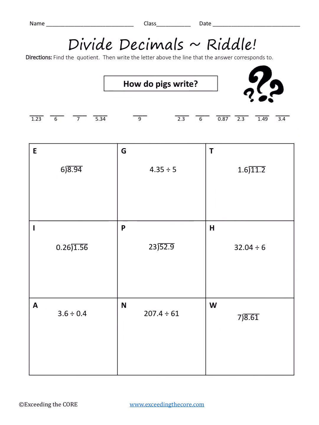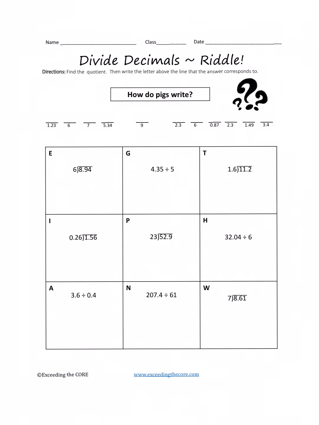Hey guys, today we're going to be doing a review of dividing decimals. You're going to divide these numbers and use the answers to solve the riddle. Okay, let's begin with the first one. 8 94 hundredths divided by 6.